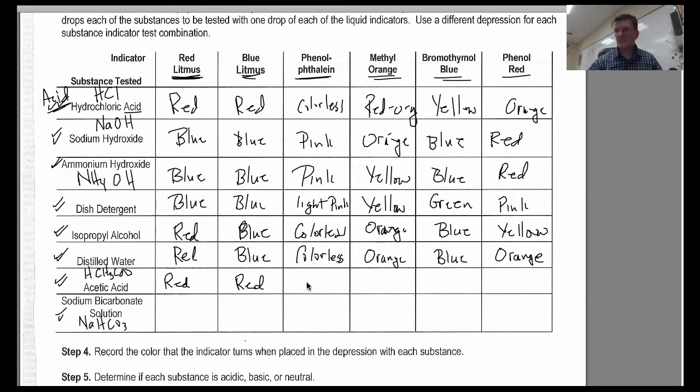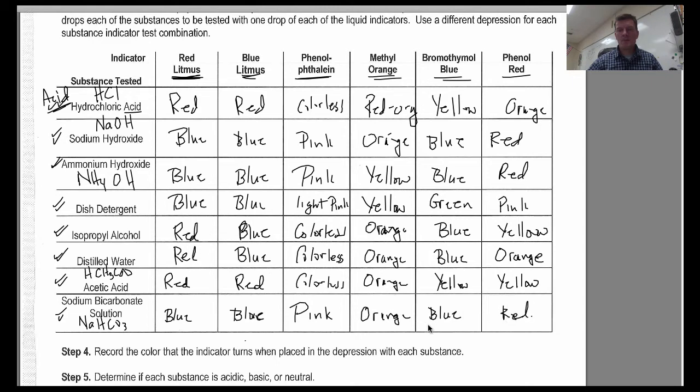This one, the acetic acid, is colorless. Then we have orange, yellow, and yellow. Here, the sodium bicarbonate, it was blue. This stayed blue here. And pink, orange, blue, and red.